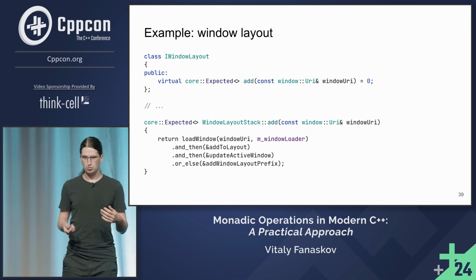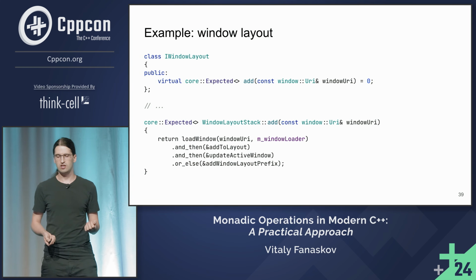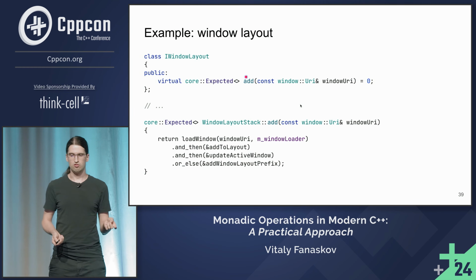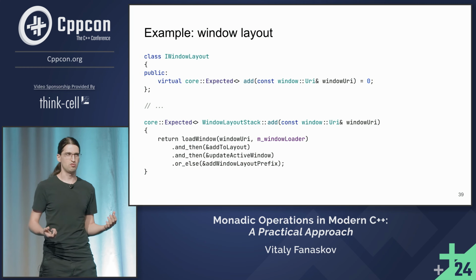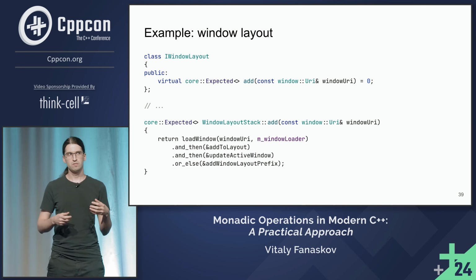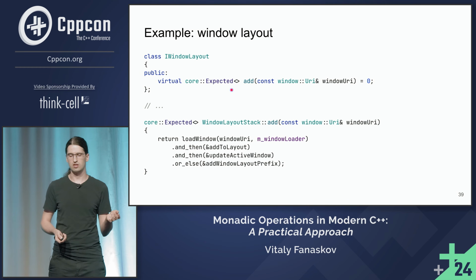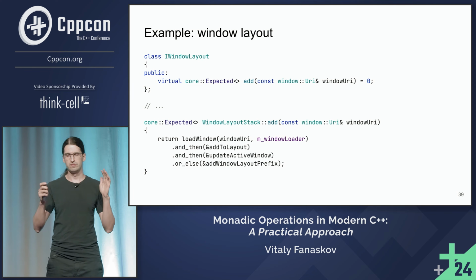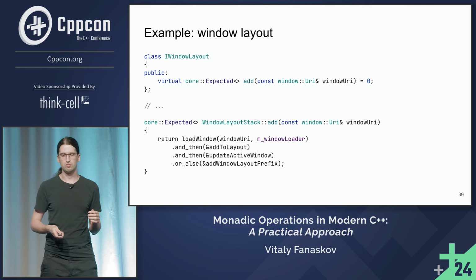Let's start with the interface class. There is a window layout class with only one operation so far, for adding a window. We add windows by URI somehow. Then we return expected. Core expected is an alias for the certain part of the library for expected with a certain error type, and we have void as a default. That's why we can omit the type here. It's also a very good practice, I didn't mention it specifically, to have a certain expected type per, say, library or module, call it whatever.